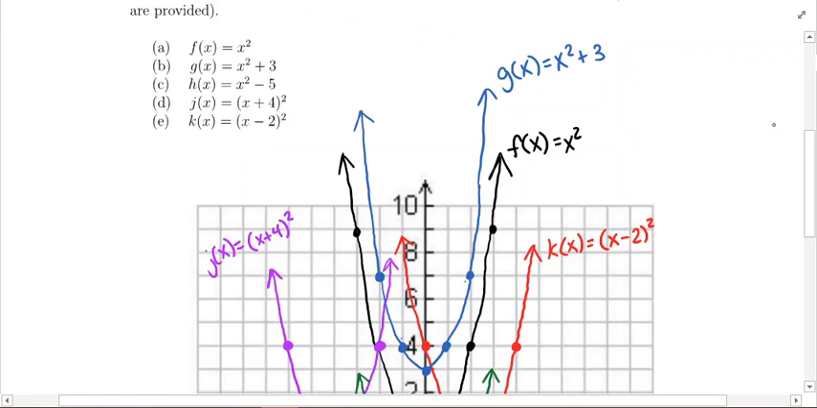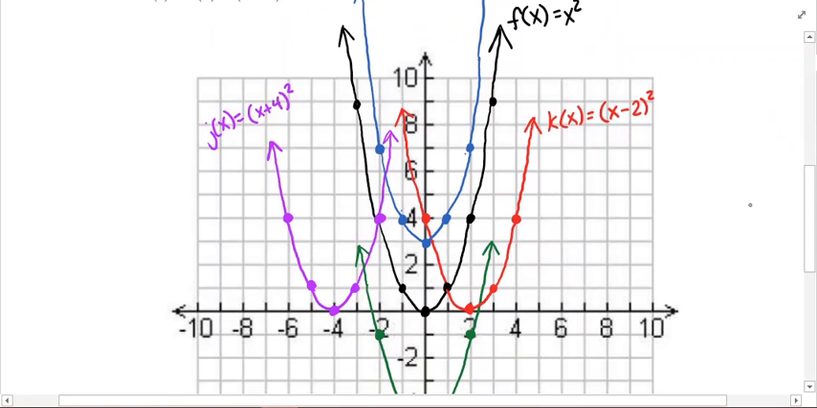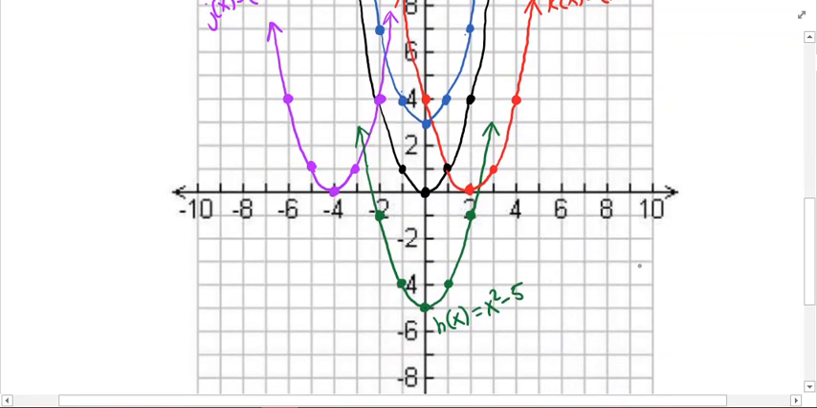Going back to the original grid here, we're looking at the black function and the green function. The green function is x squared minus 5. Let's compare those two. Again, concentrate on the vertex to see what's going on. The vertex for x squared is again at the origin. Where did the vertex go for the green graph? Well, we just took the origin and we went down 1, 2, 3, 4, 5 units.